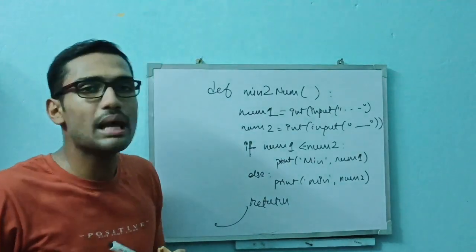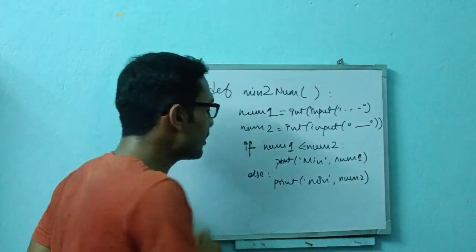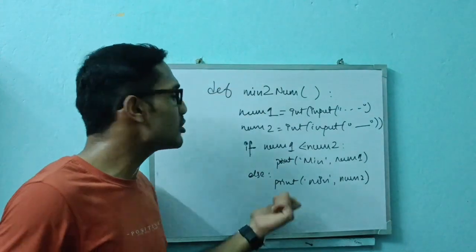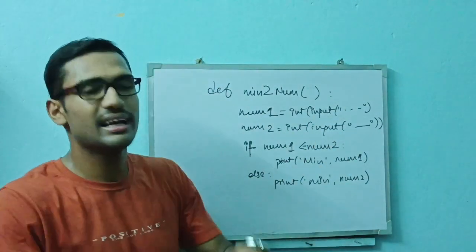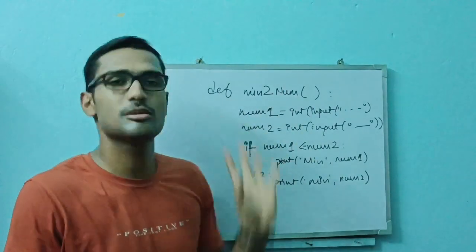Clear? Now what happens if the return keyword is not present? So how will it terminate? After the execution of the last statement, once the last statement of this particular function gets executed, it will simply terminate this particular function.